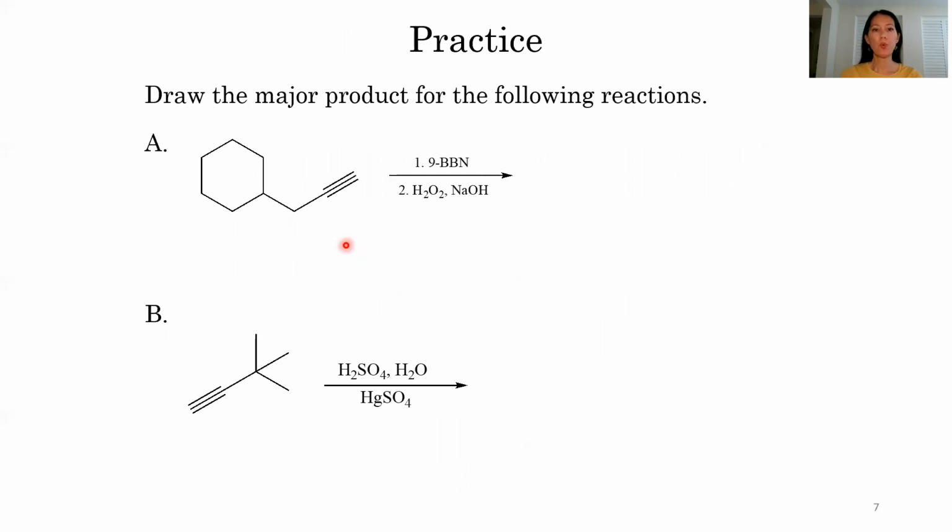So for the first one, with this terminal alkyne, if you treat that with 9-BBN, just a bulky borane, and then hydrogen peroxide in the presence of sodium hydroxide, what you get is the terminal aldehyde here. So again, preserve the number of carbons, 1, 2, 3 carbons, 1, 2, 3 carbons. Again, overall anti-Markovnikov addition, the aldehyde is then on the least substituted carbon here, or the carbonyl is.